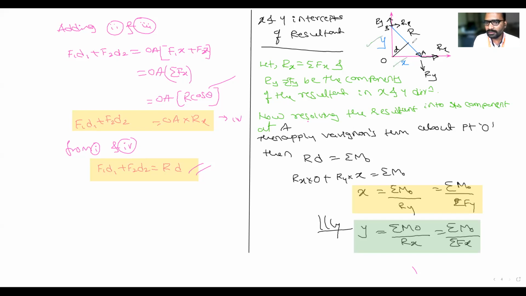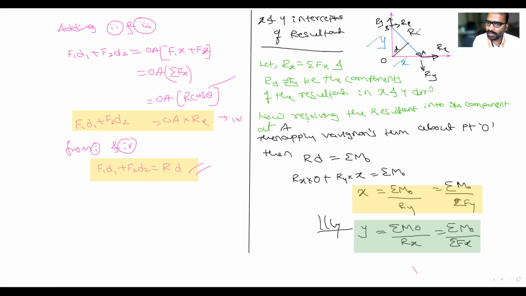Okay, this resultant force is cutting the x-axis at a point A, and at a point B along the y direction. So this resultant force R has components Rx and Ry. That one I have written in words. So apply Varignon's theorem.